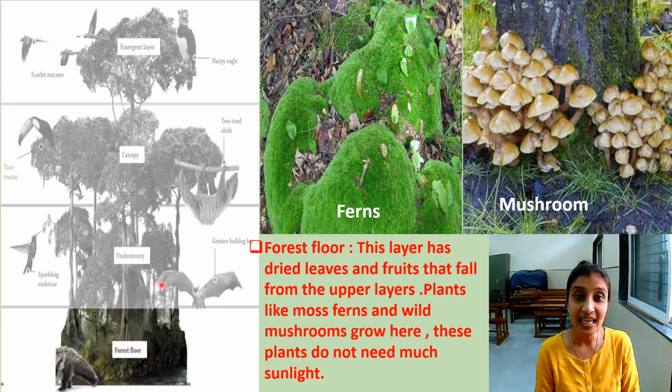The last layer is the forest floor, which usually has dried leaves and fruits that fall from the upper layers, from the emergent, canopy and the understory layers. Plants like moss ferns and wild mushrooms grow here. Look at these pictures, children. These are called ferns and these are wild mushrooms. These plants do not need much sunlight.